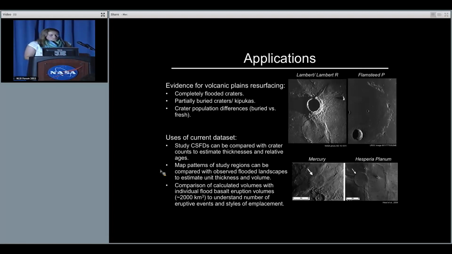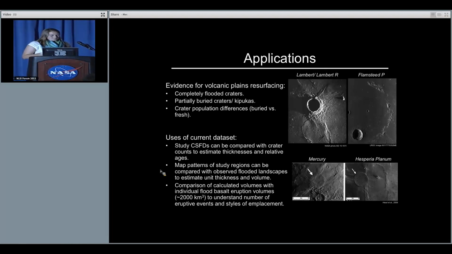And so what we want to do with this current data set is apply crater size frequency distributions of various planetary surfaces with those that we've been able to come up with here, and see if we can estimate thicknesses and relative ages, even looking at the map patterns to determine some sense of volume for these different deposits.